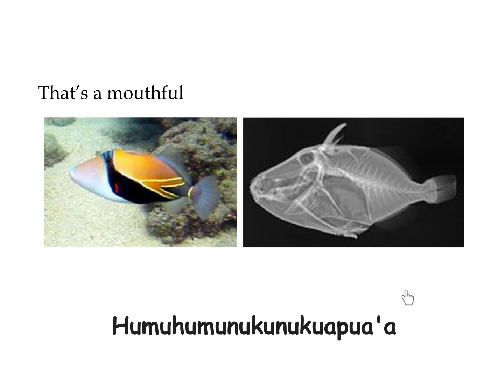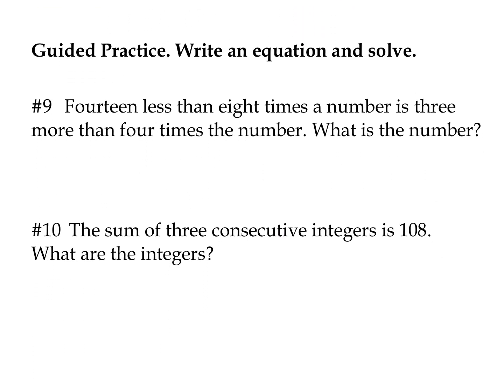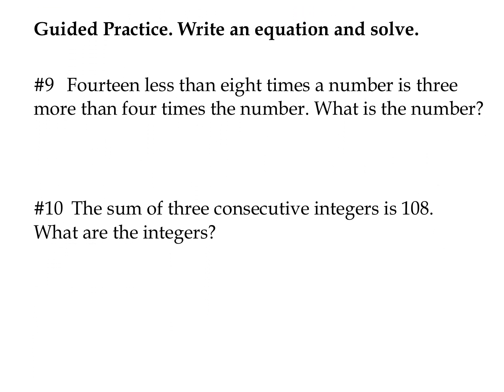And now let's see some more equations we can solve. We're going to write them to then be able to solve them. All right, so let's see what we can do here. 14 less than 8 times a number is 3 more than 4 times a number. So that's a key piece to this, right? That's where our equal sign is going to be. We want to point that out and then simplify by writing what's on the left side of the equation.